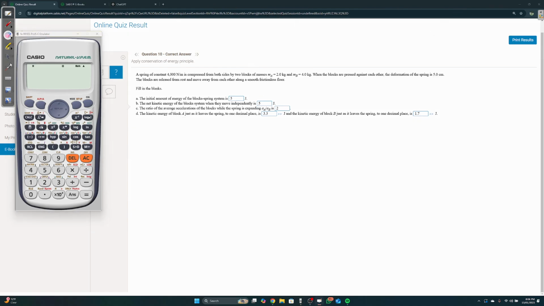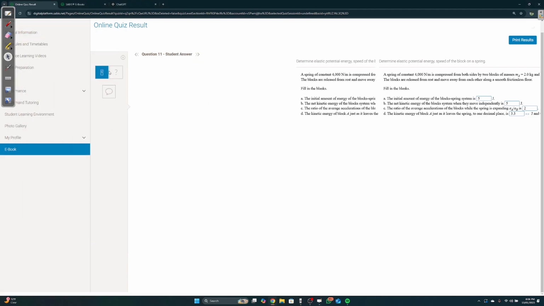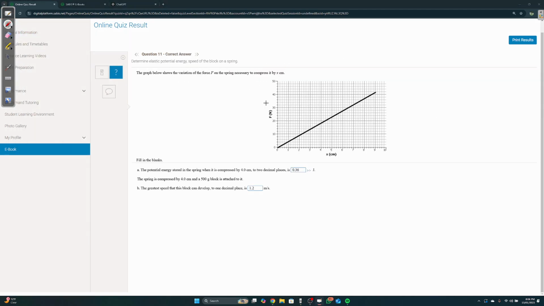They're just filler questions. Question 11. The graph below shows the variation of force F on the spring necessary to compress it by x centimeters. The potential energy stored in the spring when it's compressed by 4 centimeters is what? So over here at 4 centimeters, we can simply use half kx squared. But although you may not know k, you need to find k. Why? How do you do it?